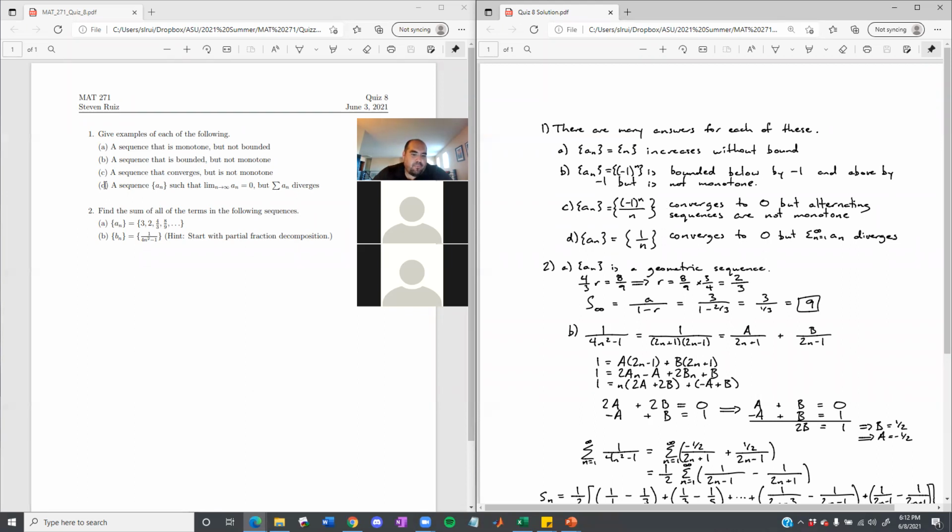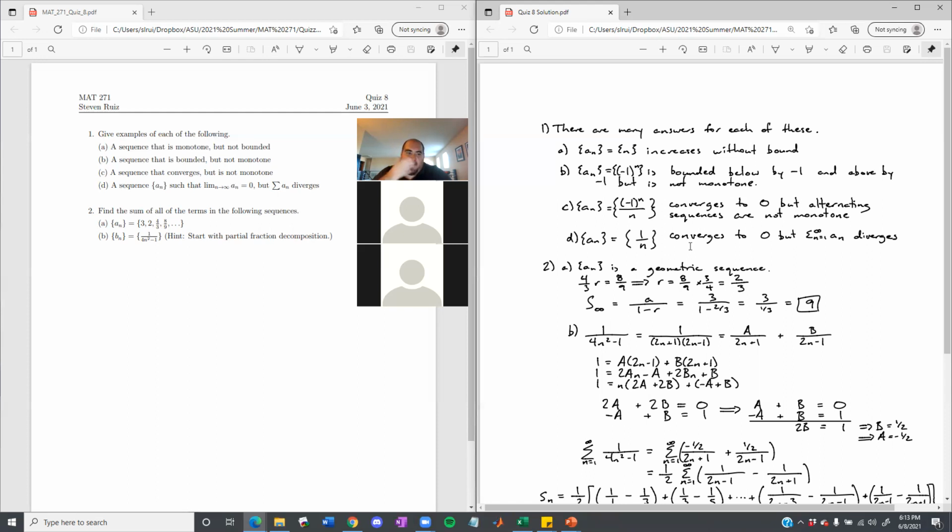The one on question 1 that caused a lot of problems was, I want a sequence that converges to 0, but the associated series diverges. There are many examples. Just kind of the quintessential one is the harmonic series that we've talked about a couple different ways. Basically that's the quintessential example of a sequence that goes to 0, but if you add up all the terms in that sequence, it will not converge to a finite sum.